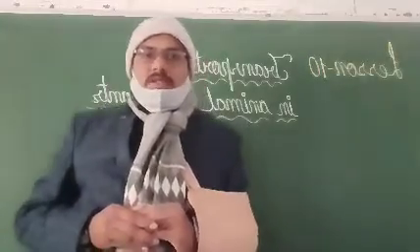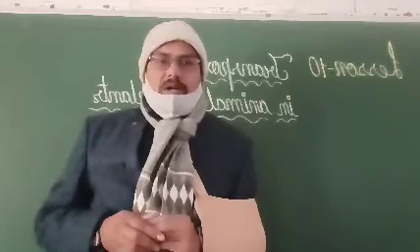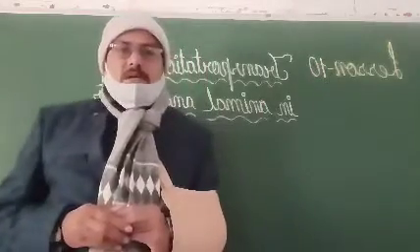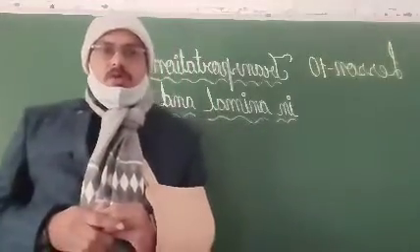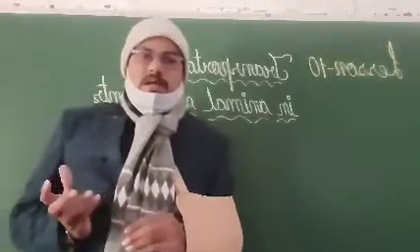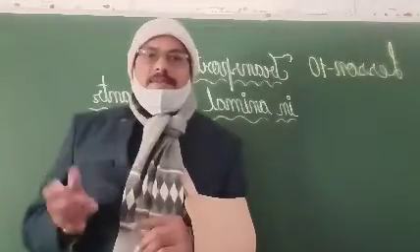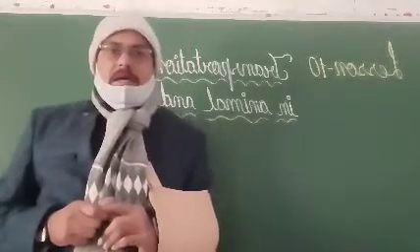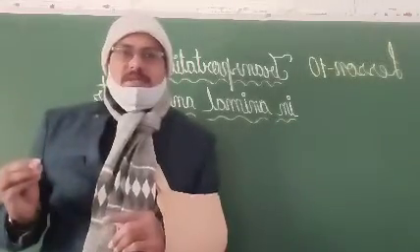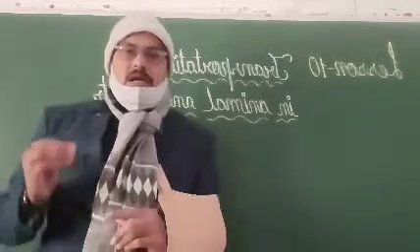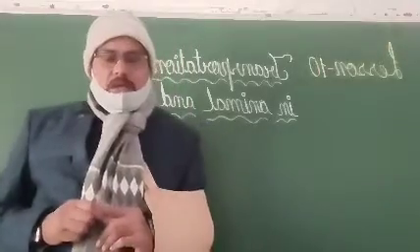Now let's take a glance at the blood. What is blood? Blood is a fluid connective tissue which is present in animals and human beings. Blood is made up of three different types of cells: RBC, that means red blood cells, WBC, that is white blood cells, and platelets. These are the components.